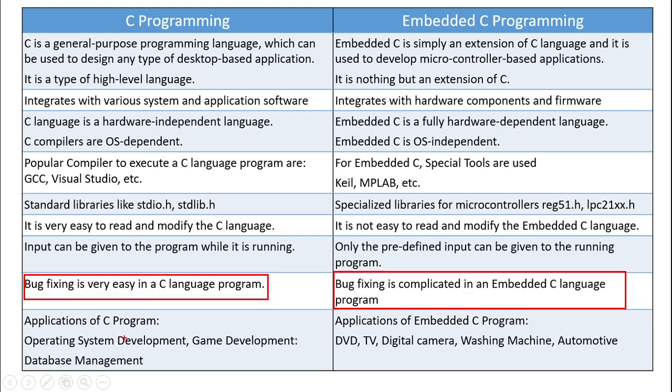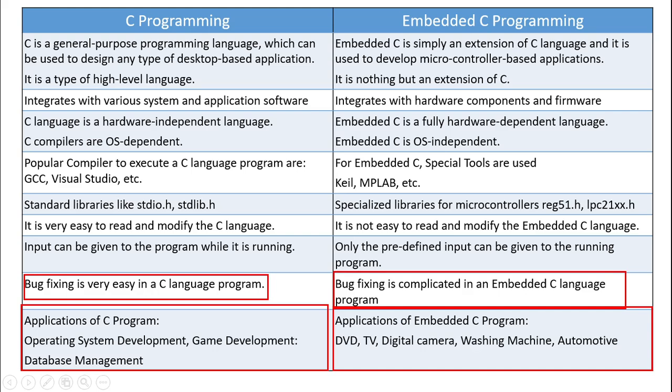Okay, and applications, if you see here, we have already discussed the applications. Applications of C programming are like operating system development, game development, database development, etc. And our embedded applications are digital cameras, washing machines, automotive domain, DVD, television, medical devices, and so on.